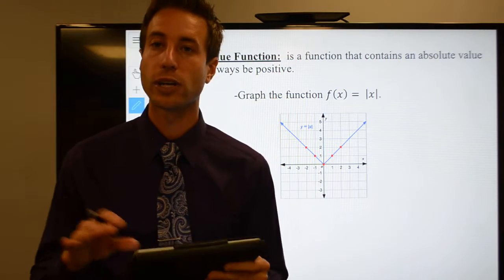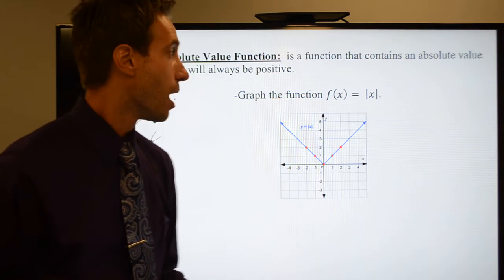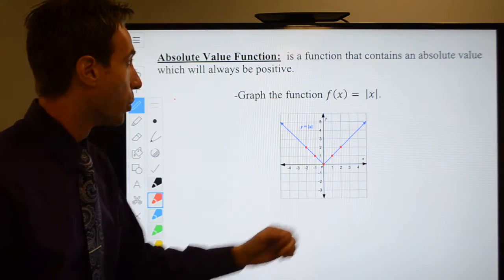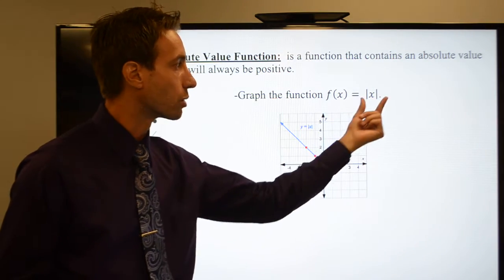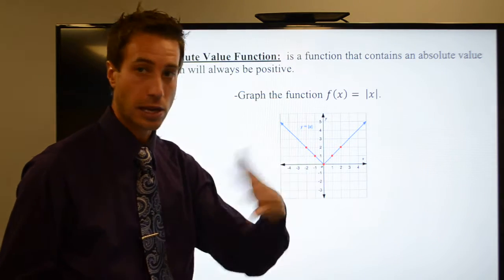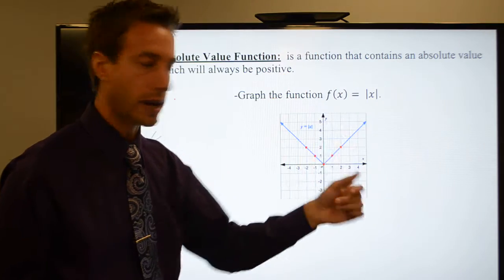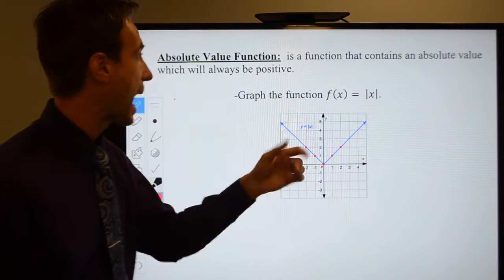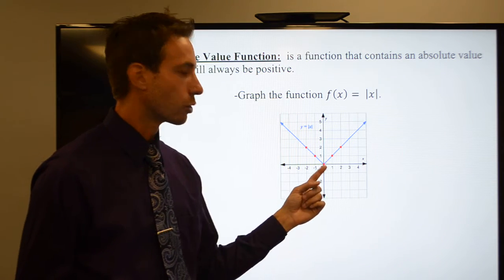What we're going to do now is look at the next type of graph in this section, and it's going to be the absolute value function, which I've given you here, f of x or y, whichever means the same thing. y equals absolute value of x, f of x equals absolute value of x, whatever you want to call it. I'm calling it f of x. The absolute value function.